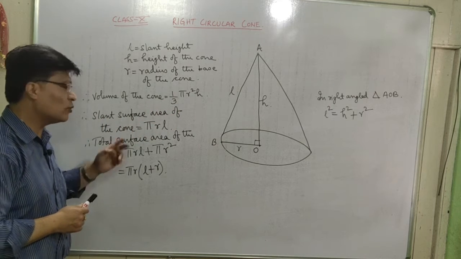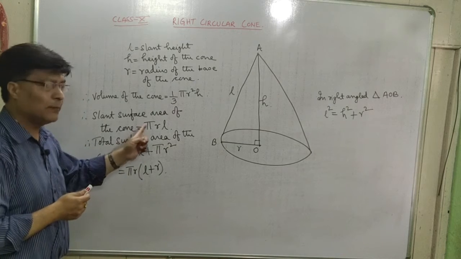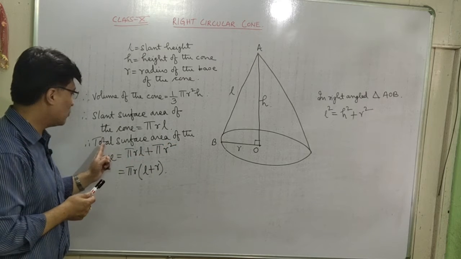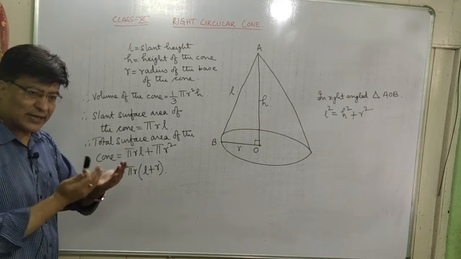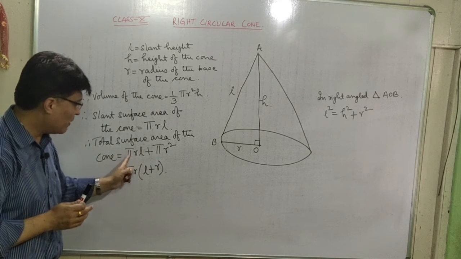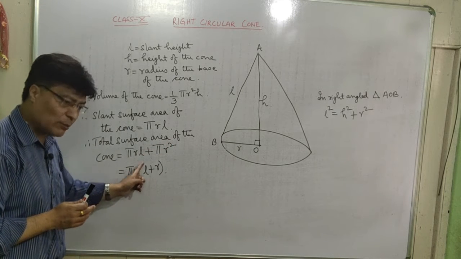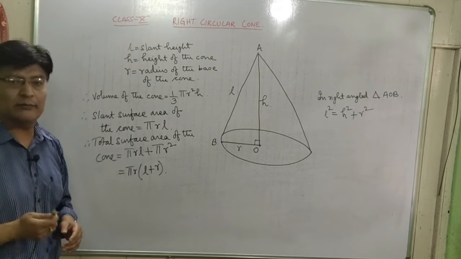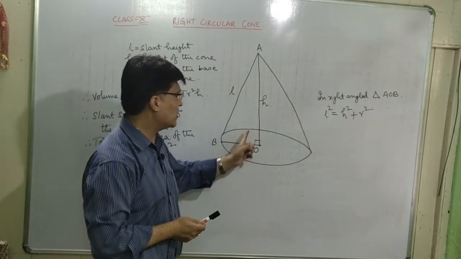What is the slant surface area of the cone? Slant surface area means only the area around the cone. That is pi r L, that is semi perimeter of the base into slant height. And what is the total surface area of the cone? It is pi r L, that is slant surface area, plus area of the circular base, which is equal to pi r L plus pi r square. So here you can take pi r as common. So within bracket we have L plus r. So this is the slant surface area of the cone, and that is the relation between L, H and R.